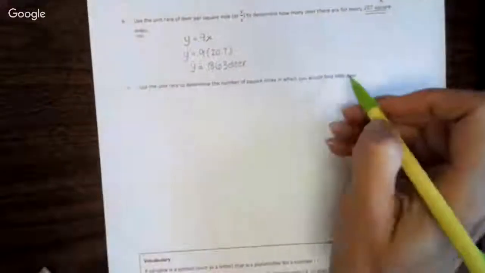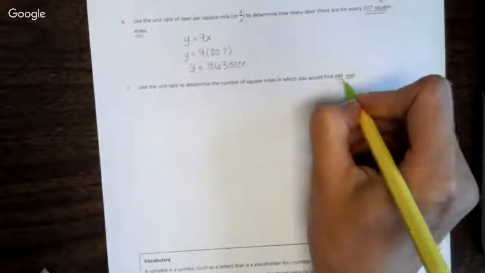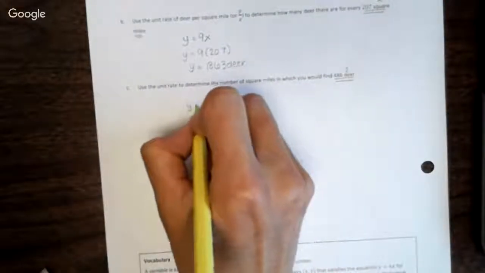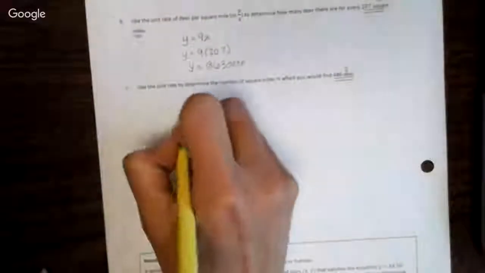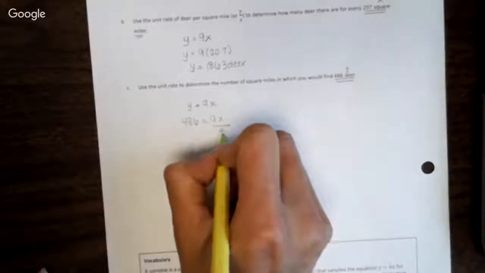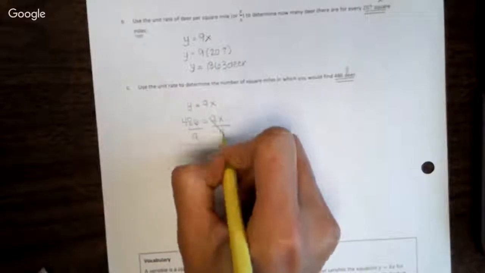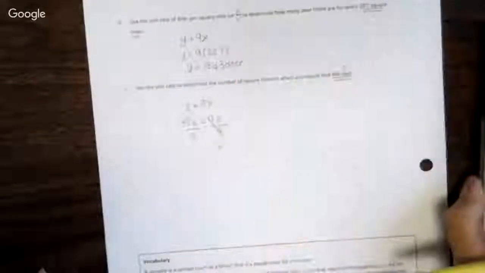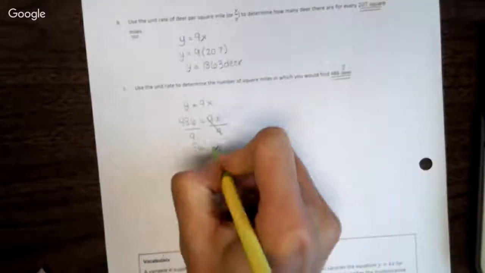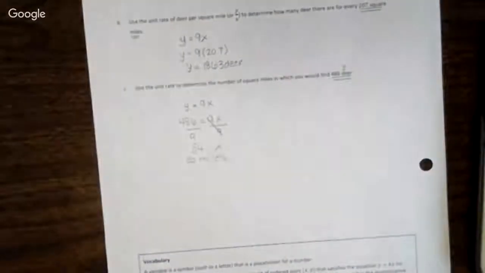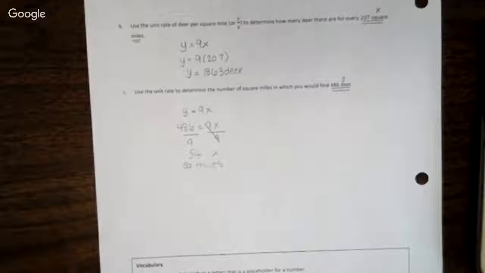All right, let's use the same unit rate, same equation, and let's find out how many square miles it would be for 486 deer. That's your y value. So same equation, y equals 9x. If I have 486 deer, I'm going to divide both sides by 9. So that cancels out, and I have 486 divided by 9 is 54 square miles. So that's all the stuff we did yesterday. Let's keep practicing this. Let's go to the next page.